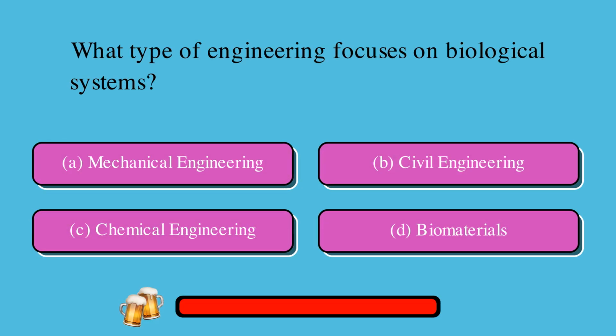What type of engineering focuses on biological systems? A. Mechanical engineering, or B. Civil engineering, or C. Chemical engineering, or D. Biomaterials? The correct answer is D. Biomaterials.